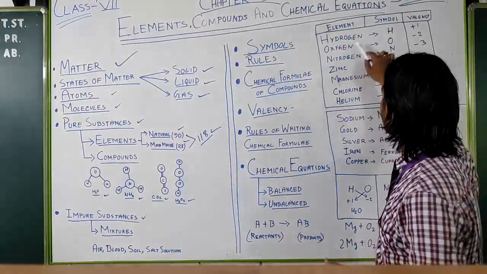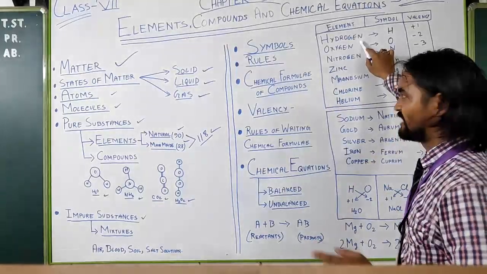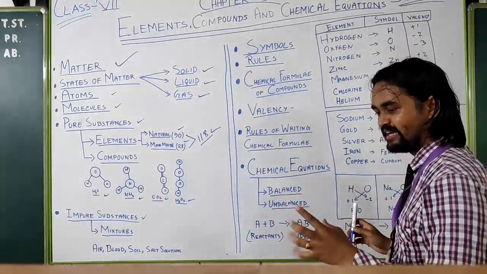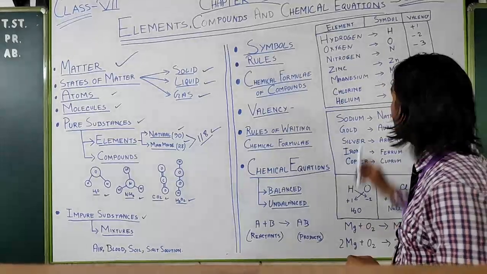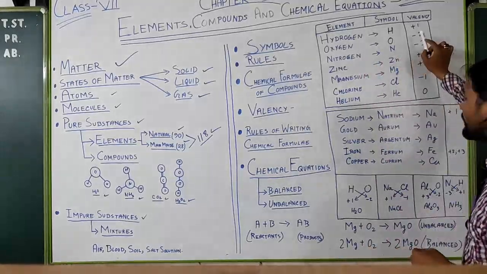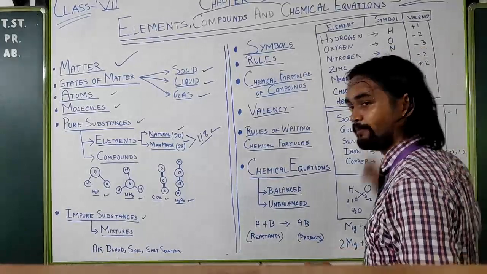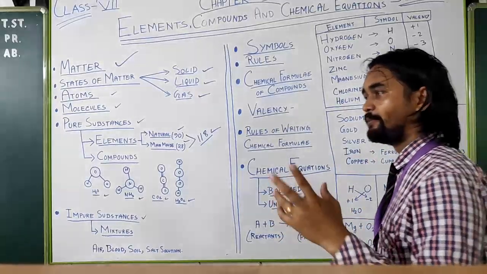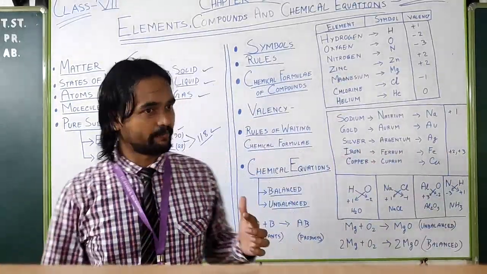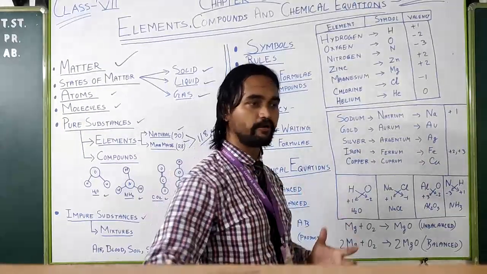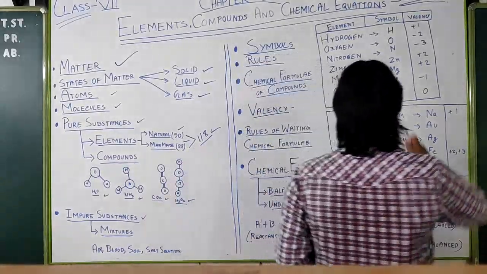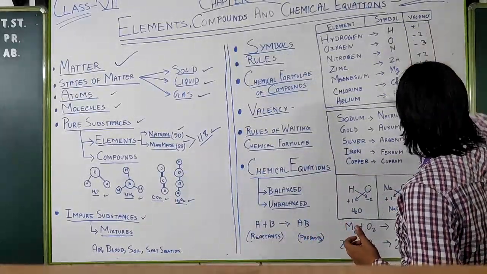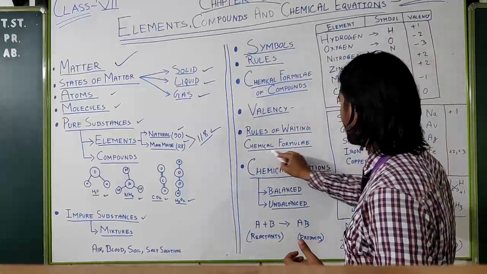That means hydrogen: one atom of hydrogen has a combining capacity of +1. Oxygen has the combining capacity of -2. Nitrogen has the combining capacity of -3. Sodium has the combining capacity of +1. Magnesium has the combining capacity of +2. We have to remember all these things. So by using this valency and the symbol, we have to write the chemical formula.